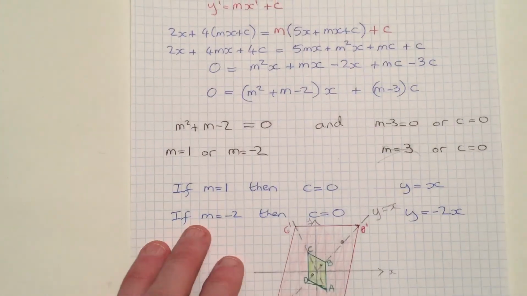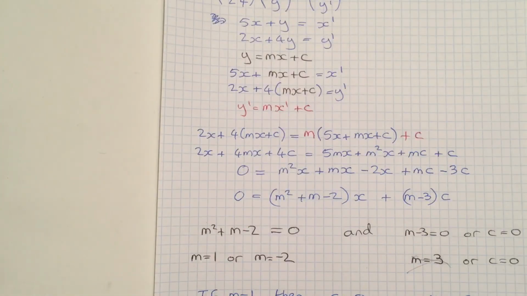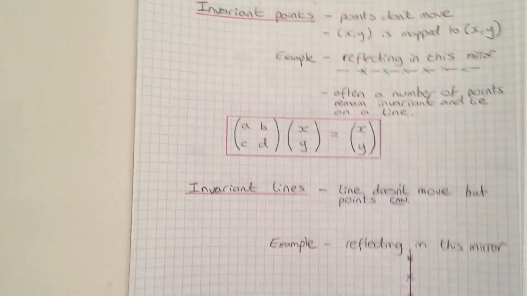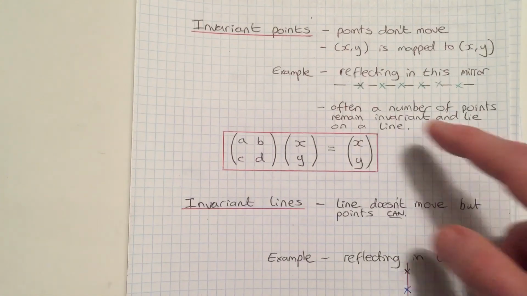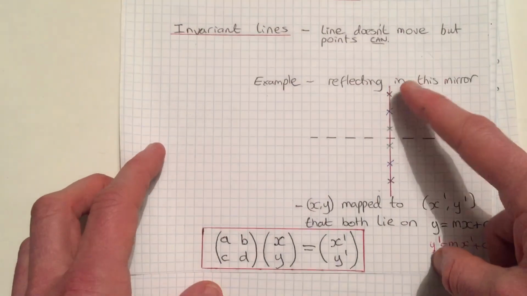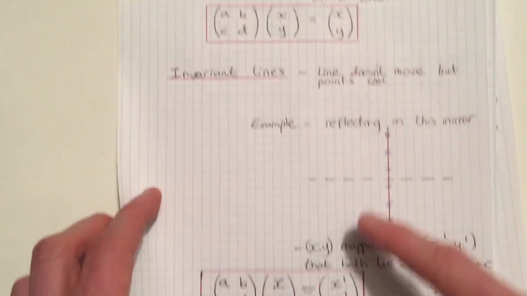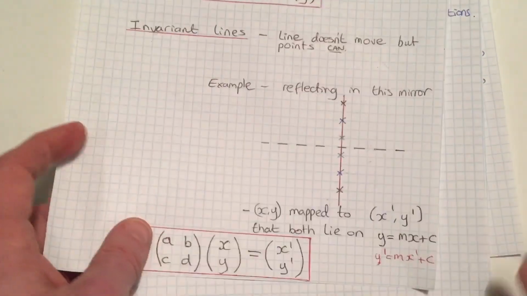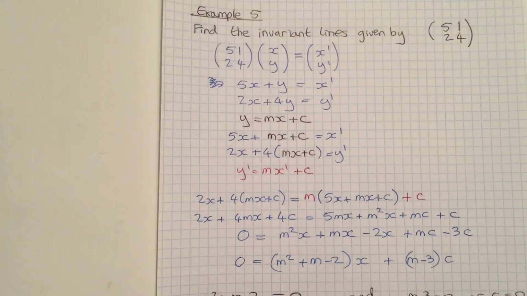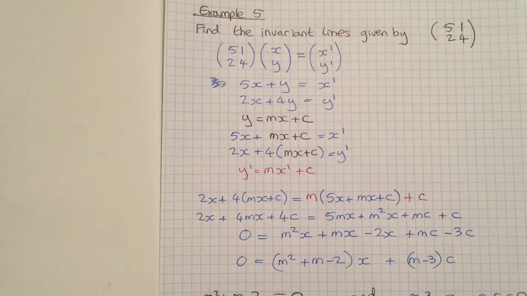So this can be quite a complicated topic, and there is a lot of algebra involved. The key thing really is knowing the difference between invariant points and an invariant line, the difference in the two formulae, and then remembering this process for working out the equations of invariant lines.